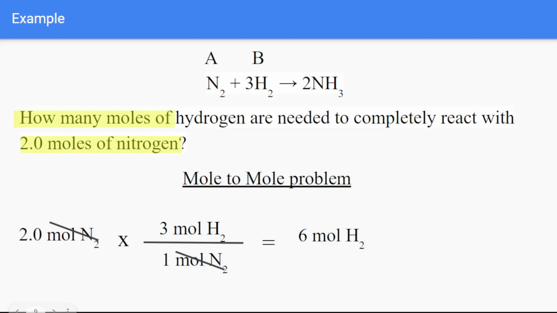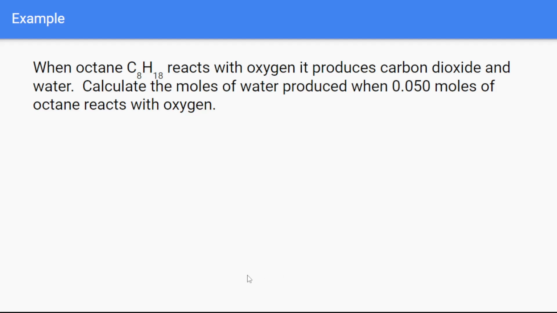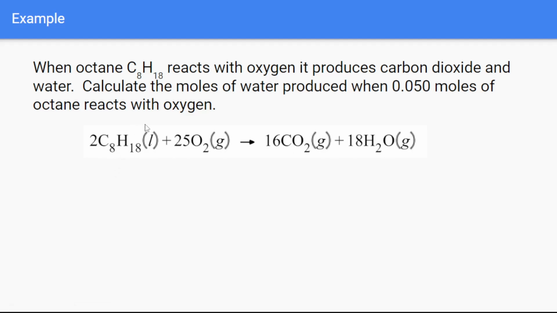Now sometimes you don't get the balanced equation. You have to do the balanced equation on your own. So here's an example of that. When octane reacts with oxygen, it produces carbon dioxide and water. So we're calculating the number of moles of water when we have 0.050 moles of octane. Well, octane reacts with oxygen to produce carbon dioxide and water. So there's your equation.